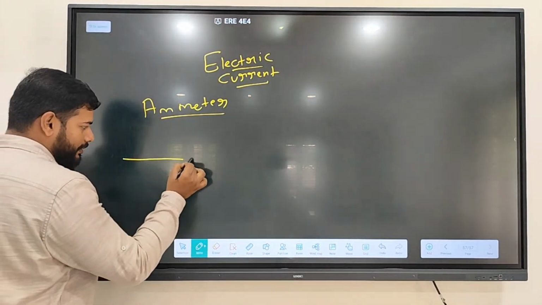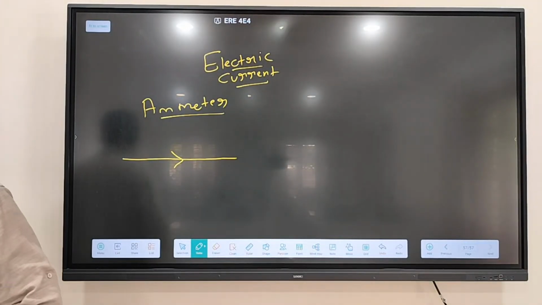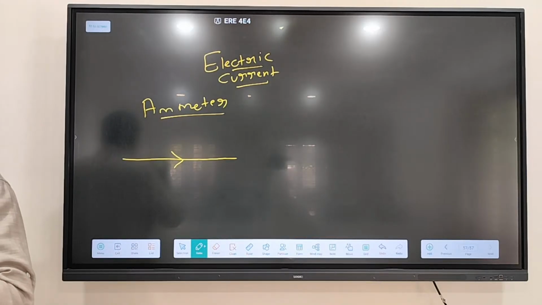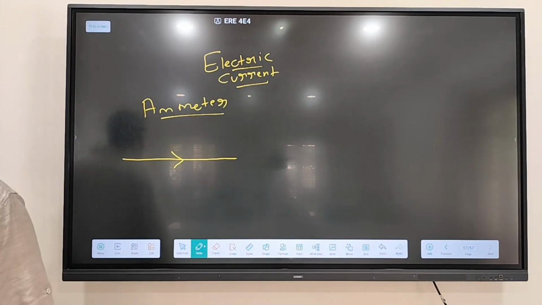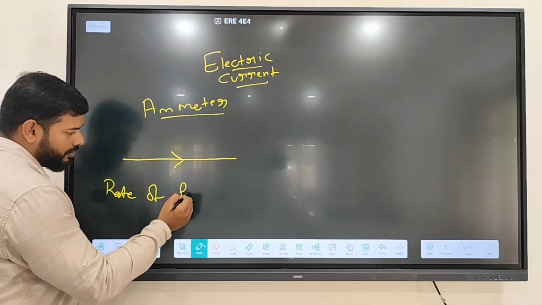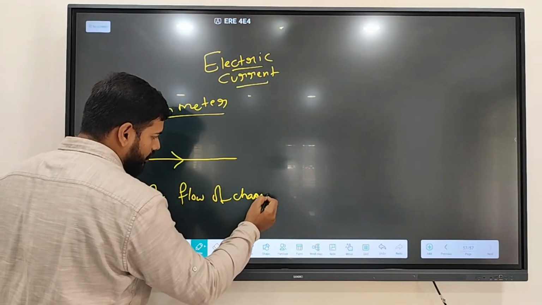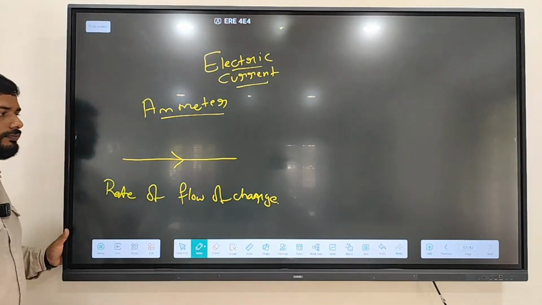Electric current means, through a current carrying material wire, so this is the wire, charges are flowing. Electrons are flowing. Right? The rate of flow of charge is called electric current. Electric current means rate of flow of charge. That's it.